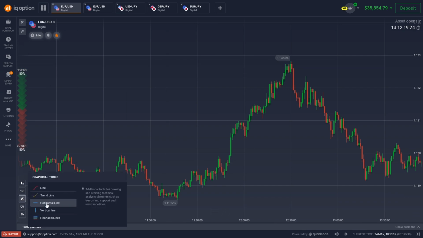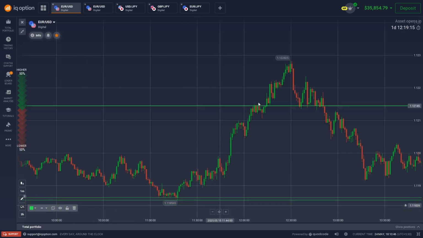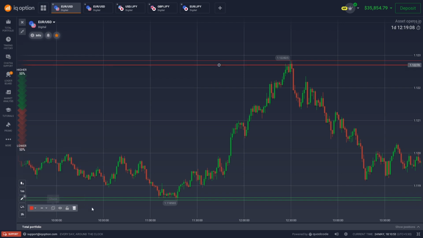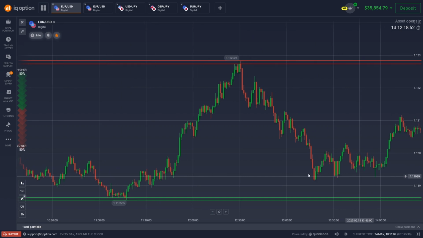So let's start with the green color. We'll use it as a support level, and we'll use red as the resistance. So now this is your extreme resistance. It's clearly visible. You can use it to place a reversal trade if in future price goes up. And this is the support level. So let's see what happens in the future.